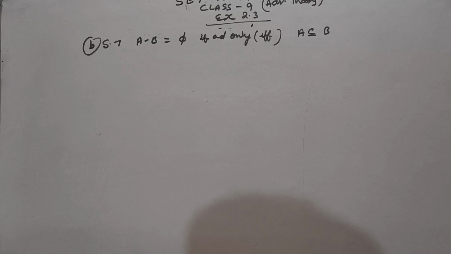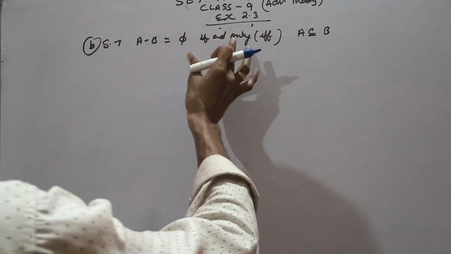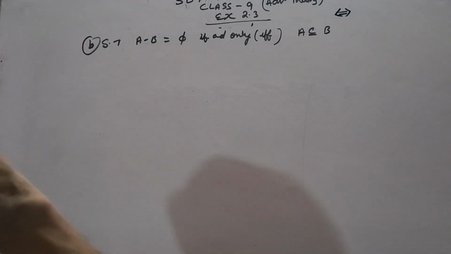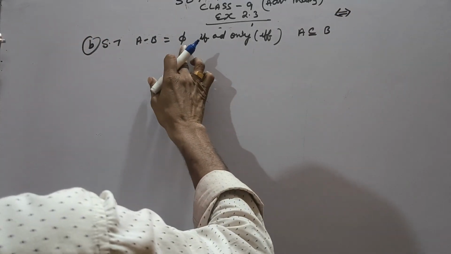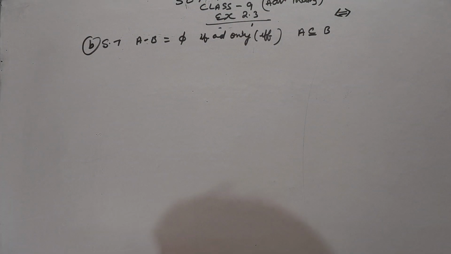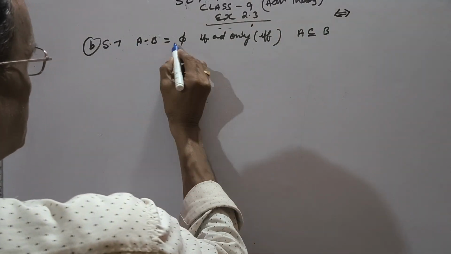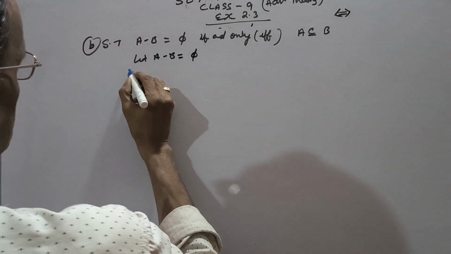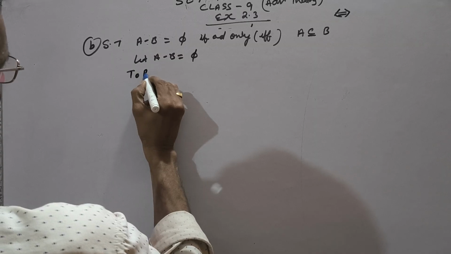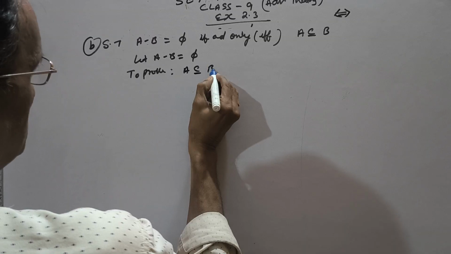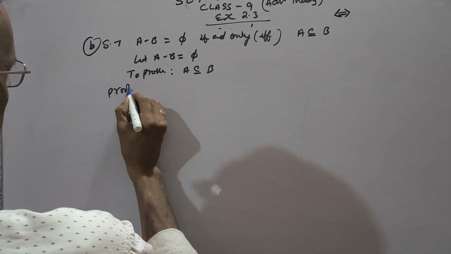Now see, this is a different question. If and only if is the symbol for two-way implication. So actually, what is the meaning? This is given, then we have to prove this, and conversely also. Okay. Now, let this be given, then you need to prove that A is a subset of B. Now we will start the proof.